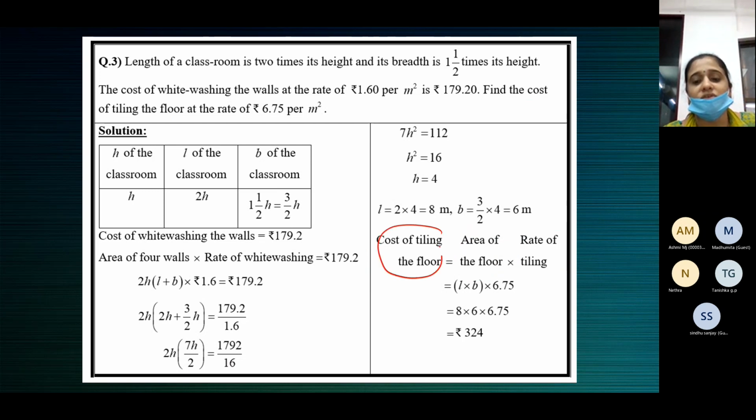The cost of tiling is equal to the area of the floor into the rate. Why area of the floor? Because tiling is done on the floor. So you'll have to find the area of the floor into the rate. How do you find the area of the floor? Floor is a rectangle, so L into B. H will not come. Area of the floor, rectangle, L into B, into the rate. Length and breadth we already know, 8 and 6, into the rate, which is the total cost.